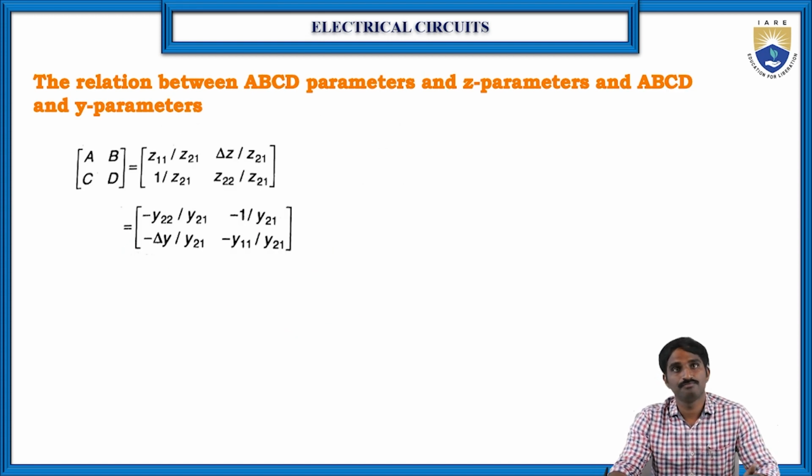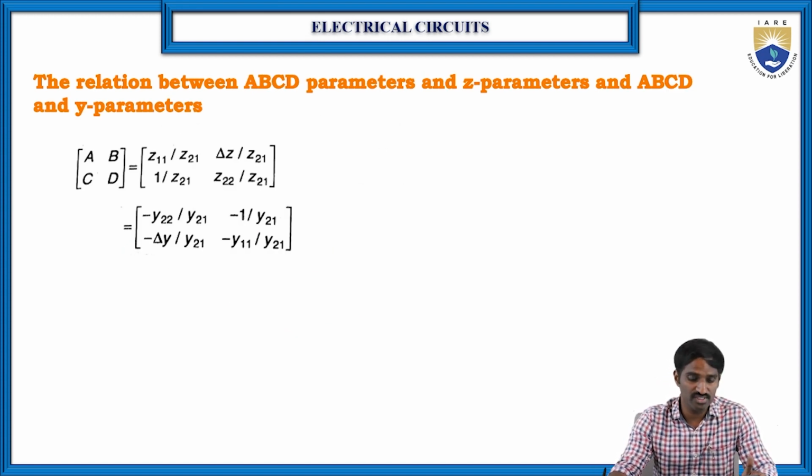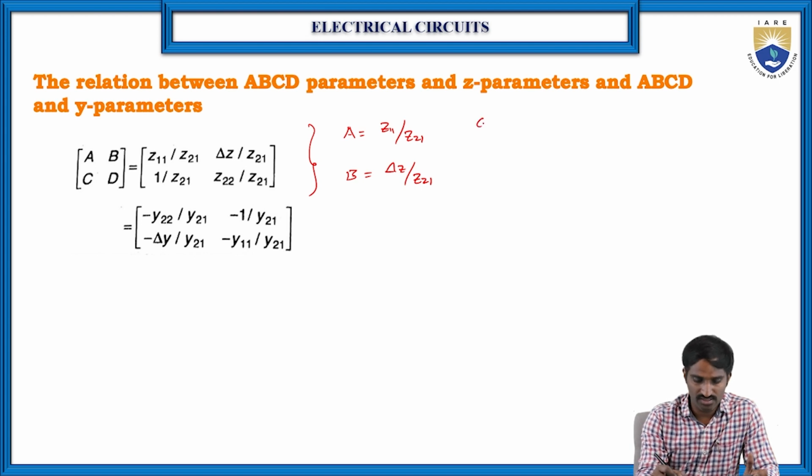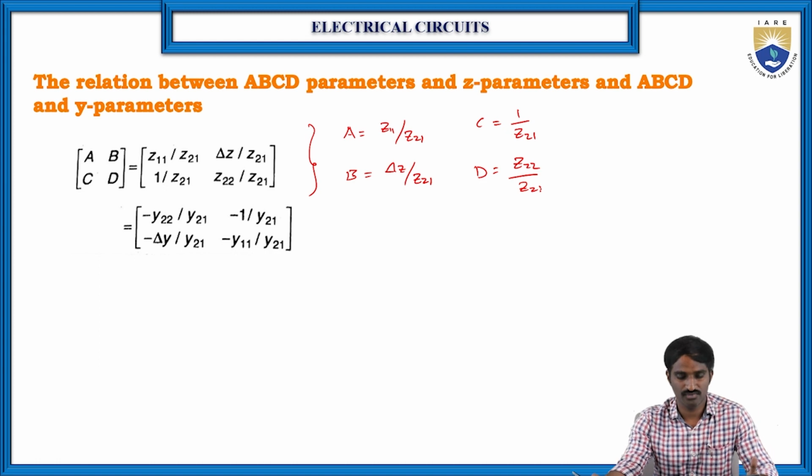Then in the same way, the relation between ABCD and Z, and ABCD and Y parameters. From this relation we can write A is equal to Z11 by Z21, and similarly B is equal to delta Z by Z21, right? And in the same way C is equal to 1 by Z21, and D is equal to Z22 by Z21. Okay, Z22 by Z21.